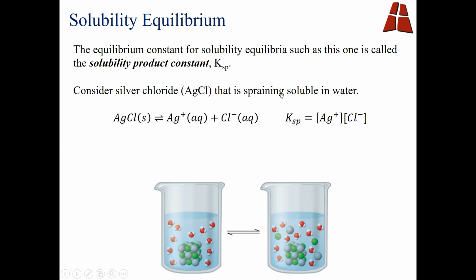And so if we were to write the equilibrium expression for our silver chloride, it would be, as always, our products over our reactants. So we'd have silver plus and chloride minus, but in this case, silver chloride, the solid, is our reactant, and it's our only reactant. And because it is a solid, we would not include it in our equilibrium expression. And so that would be our KSP expression.